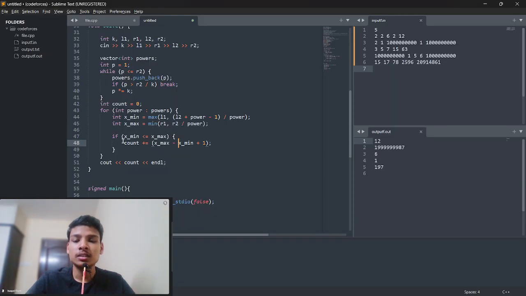Just check this condition, because my maximum number can't be smaller than my minimum number, right? And increase the count. Maximum minus minimum plus 1. Okay, I think you know why I'm adding plus 1. So yeah, hope you got the problem. And you may notice this condition also, because you know that it should be greater than L1. It can't be smaller than L1, and it can't be greater than R1. So I'm taking the minimum of this. So yeah, hope you get the problem statement and solution also.